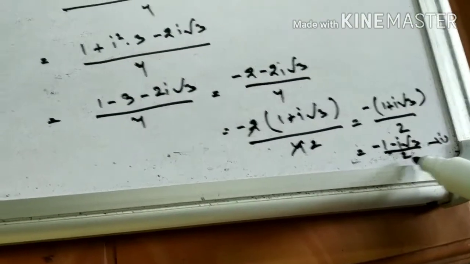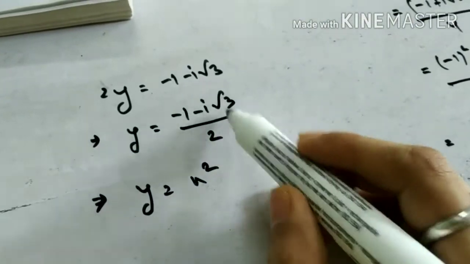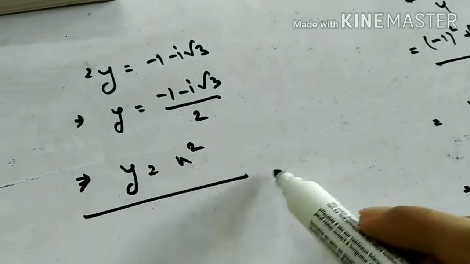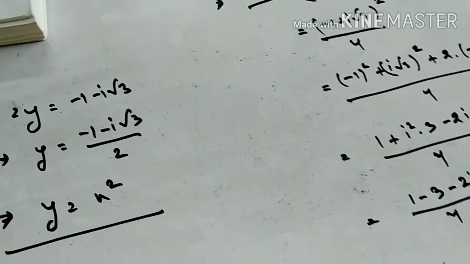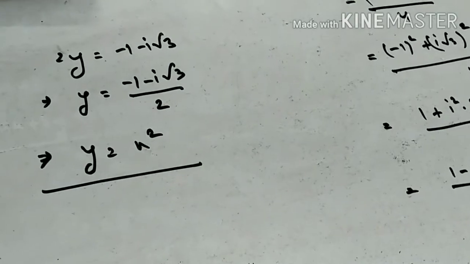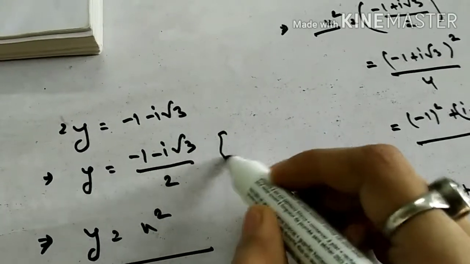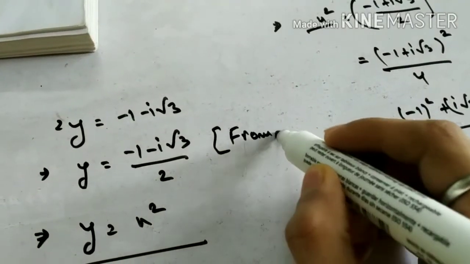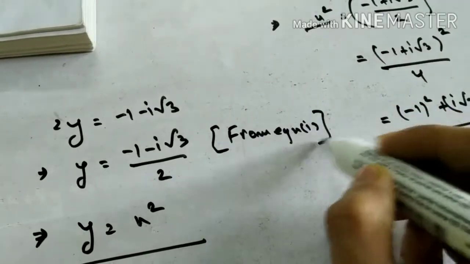So x square, how much is it? Minus 1 minus i root 3 by 2. So this is x square I can write. This is proved from equation 1. Okay. Next.